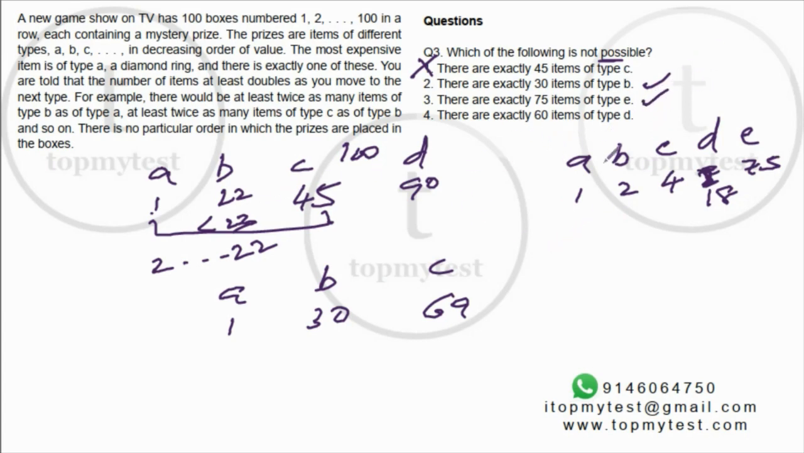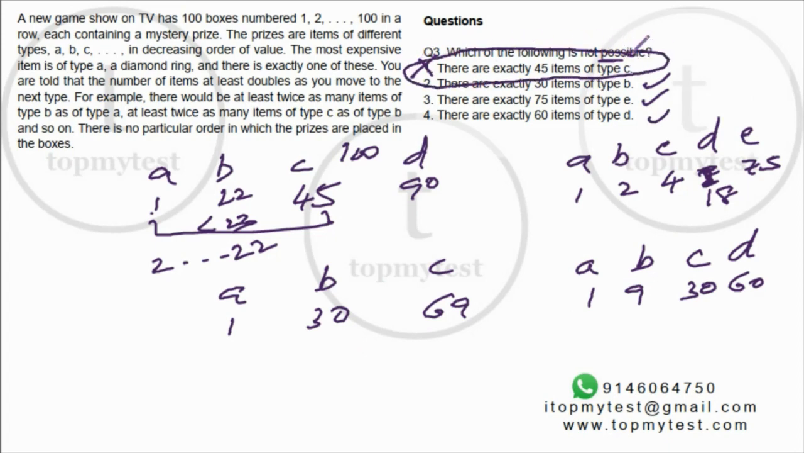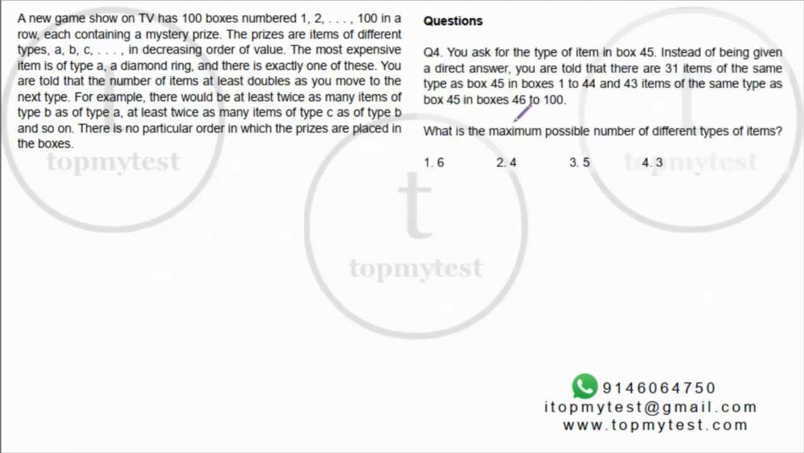There are 60 items of D. I can put 1, 60, 30, I can make this 9. This is also possible. But C is equal to 45 is not possible. This actually should be taking you 30 seconds, but I'm just explaining it to you.